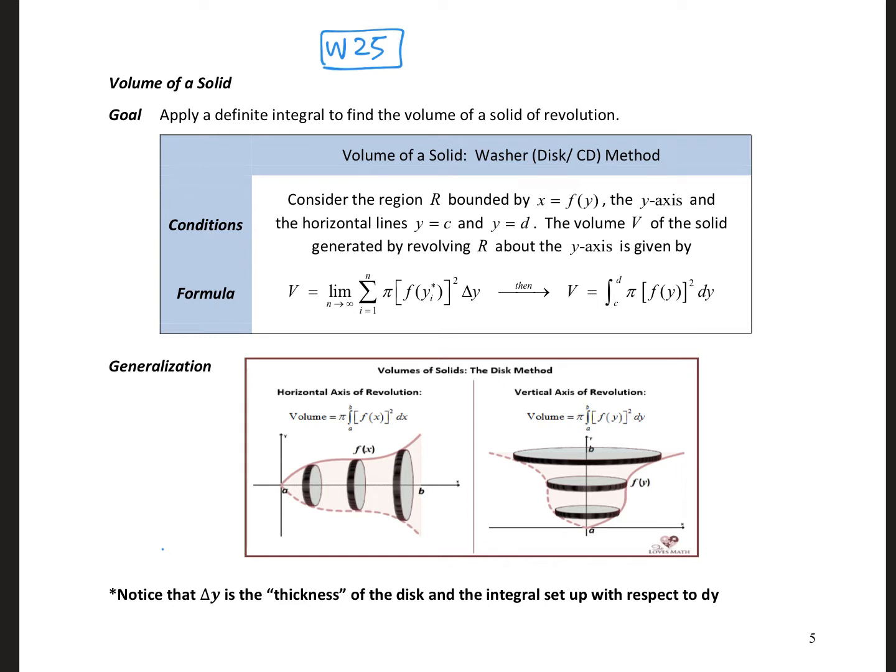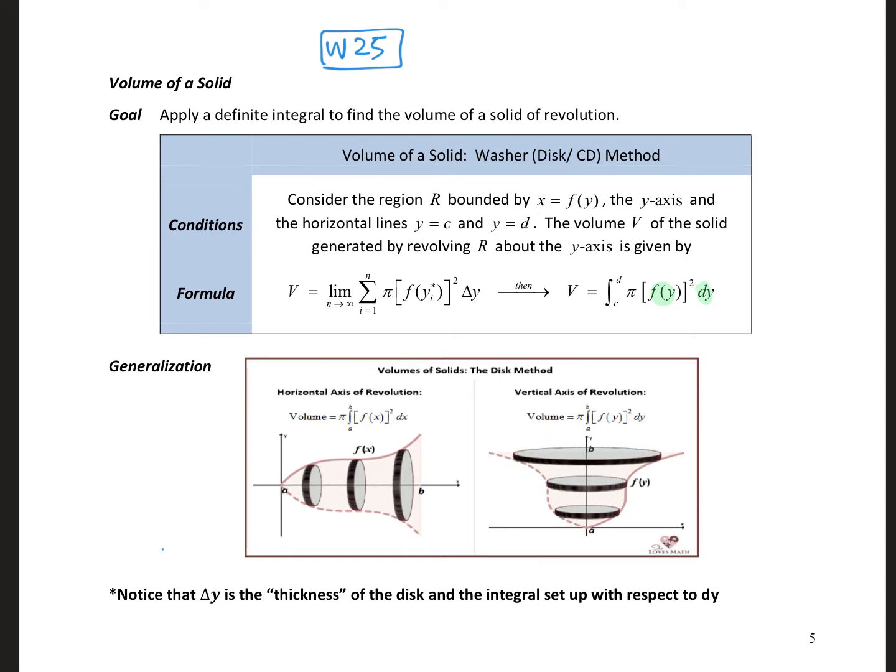Last video, we talked about half of worksheet 25, where we try to find the volume of a solid. Here, we're going to do pretty much the same thing, except now you notice we're going to have a formula done in dy. So I'm going to highlight that here, dy. And the function is in terms of y. So this is when we start rotating about the y-axis.